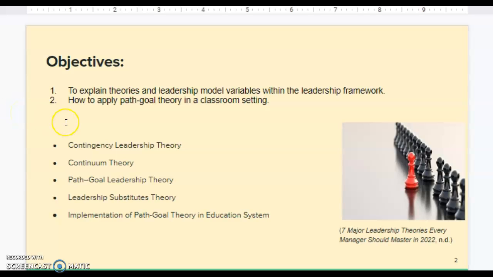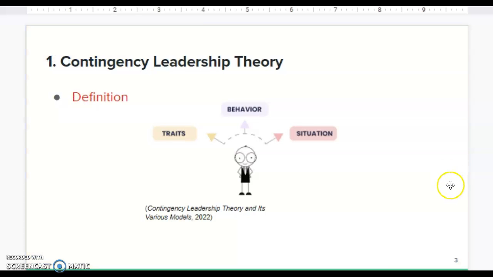This presentation is to explain theories and leadership model variables within the leadership framework and how to apply path goal theory in a classroom setting. First one is the contingency leadership theory.